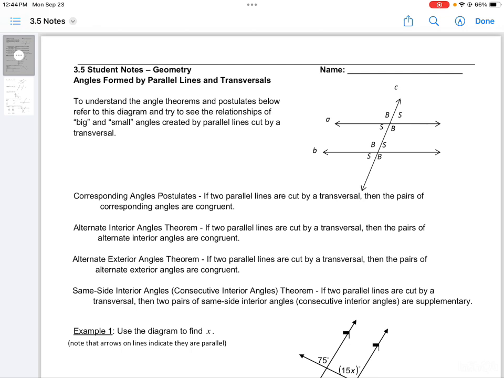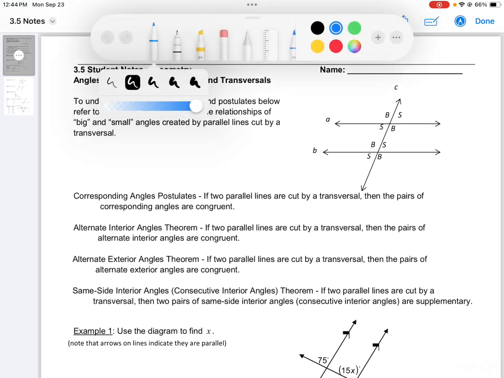line. And so to understand the angle theorems and postulates, it says refer to this diagram to see the relationships of the big and small angles. When we're talking about big and small angles, it's just in reference to these letters right here, B and S, big and small. And so we're trying to look for the relationship between these.